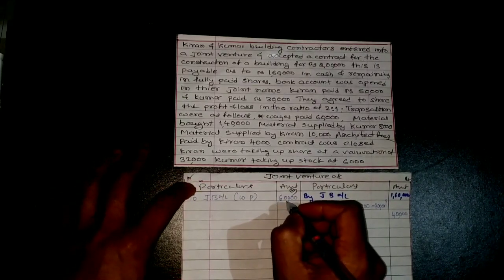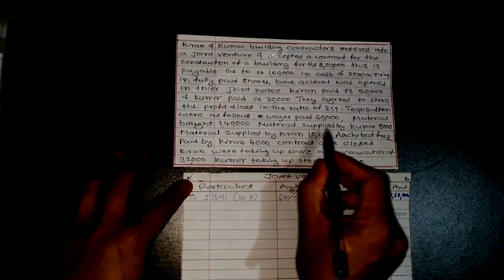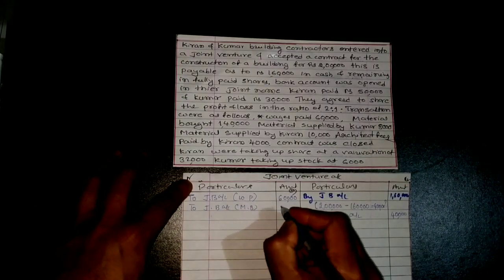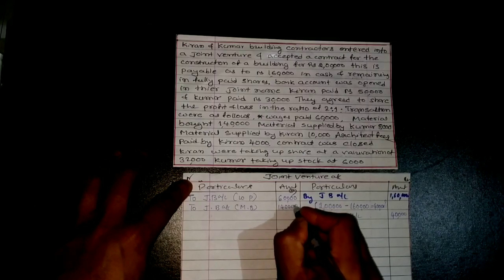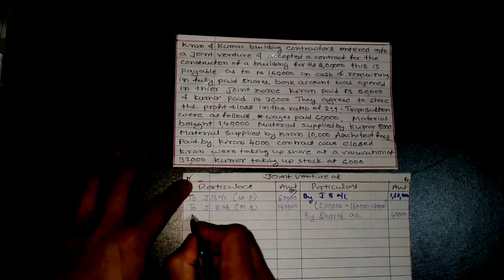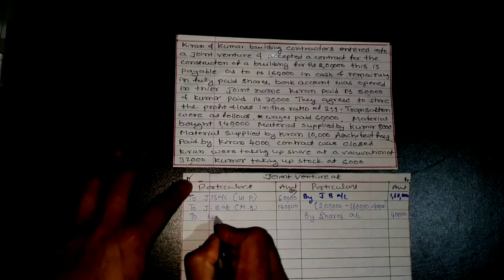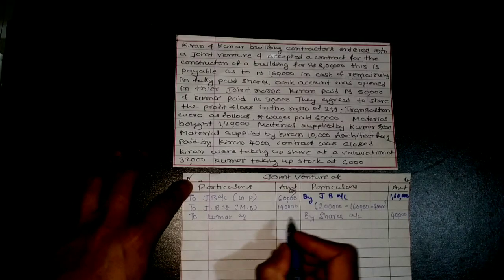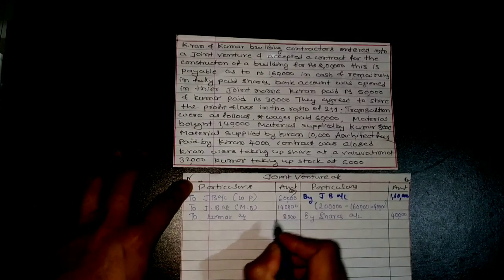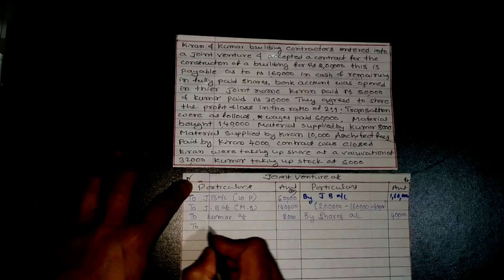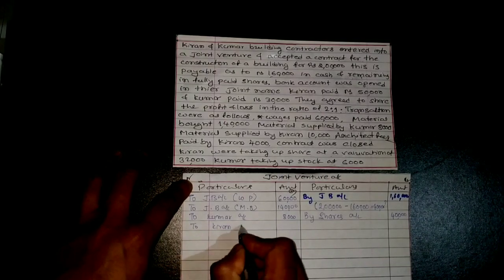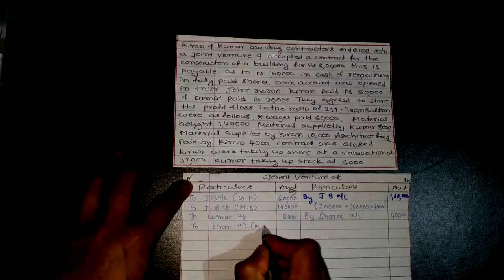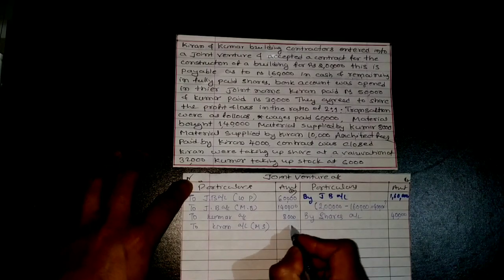Next, material bought, that's also to joint bank account. Material bought, how much? 1,40,000. Material supplied by Kumar, it is supplied by Kumar, so Kumar account, how much? 88,000. Material supplied by Kiran to Kiran account, material supplied, how much? 10,000.